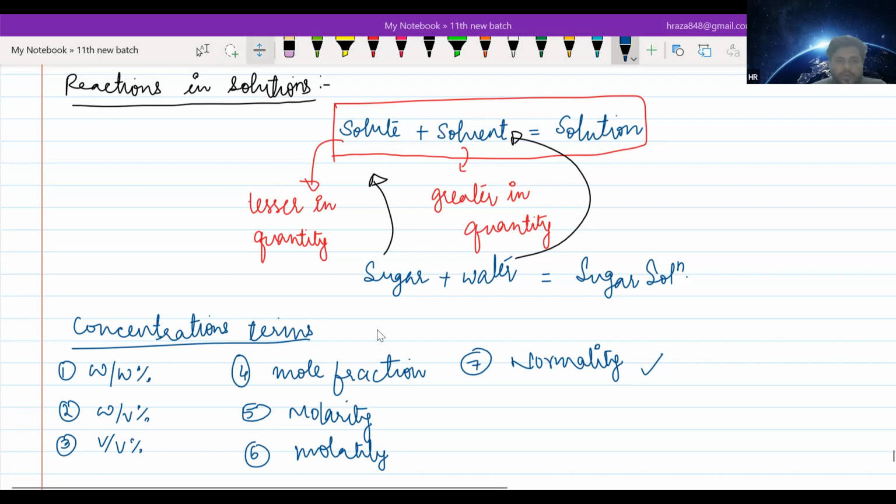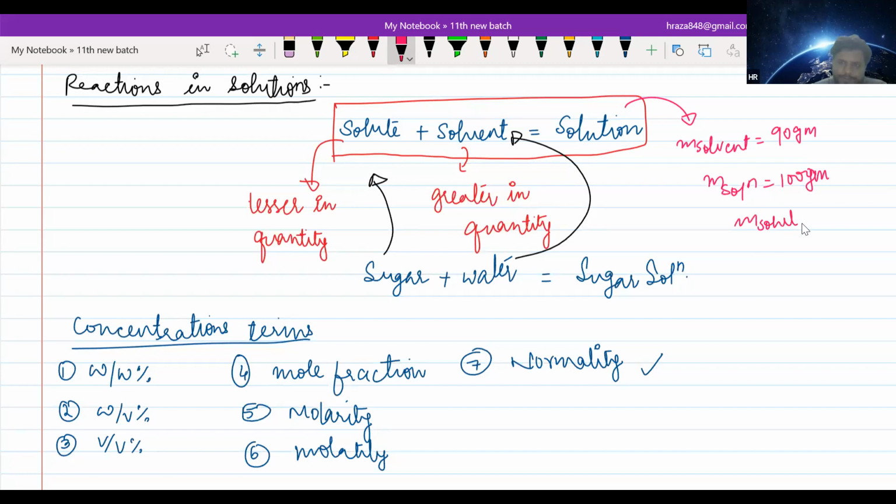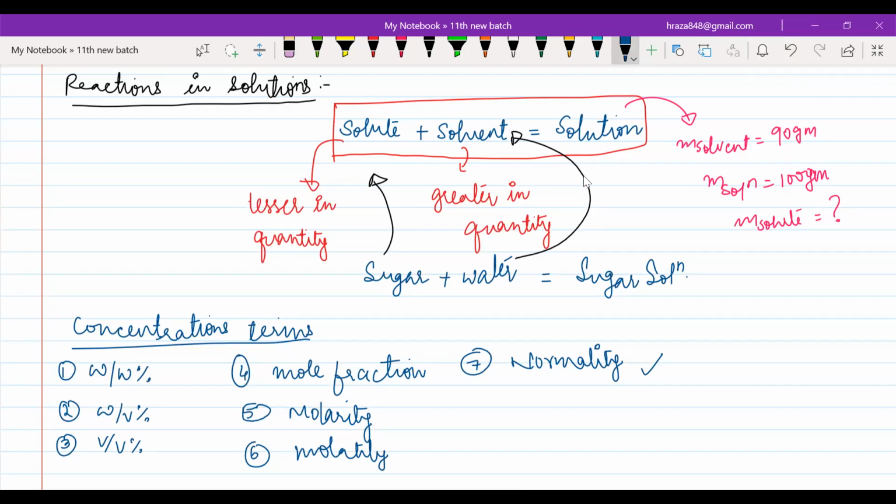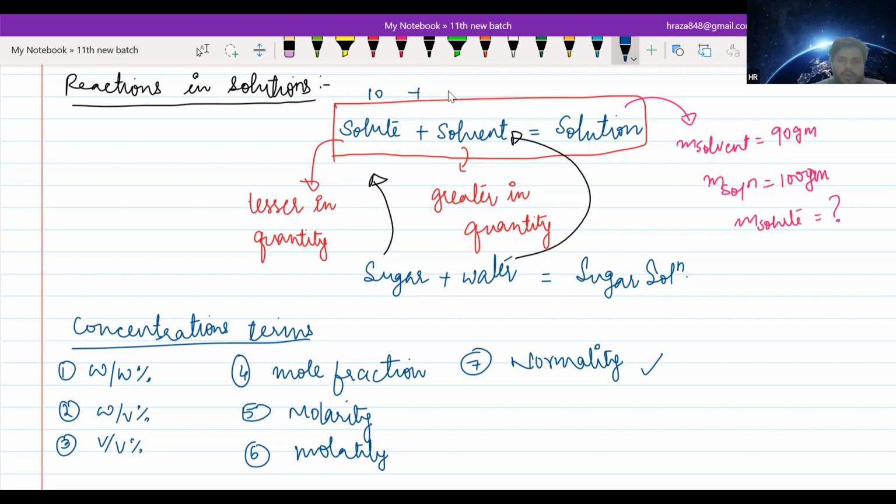Okay, now I'm going to start. If I'm telling you a question from this point, mass of solvent is 90 gram, mass of solution is 100 gram. Can you tell me the mass of solute? So 10 gram. How did you just calculate the mass of solute? Mass of solute is X. This 90 plus X is equal to 100. So X is equal to 10 gram.